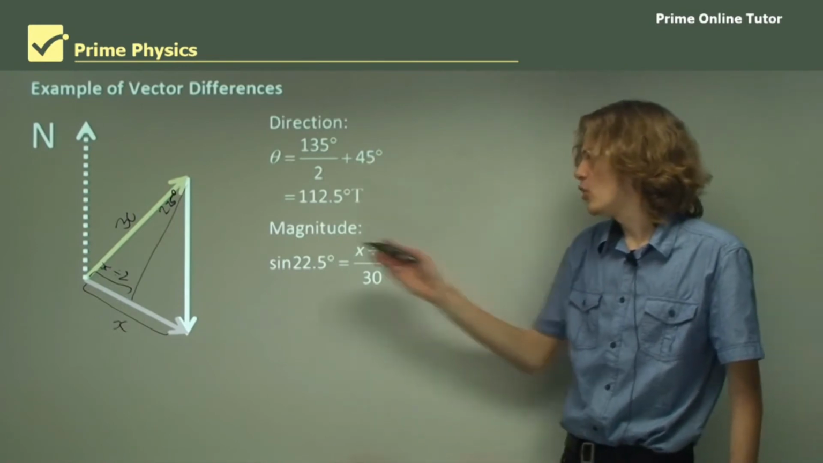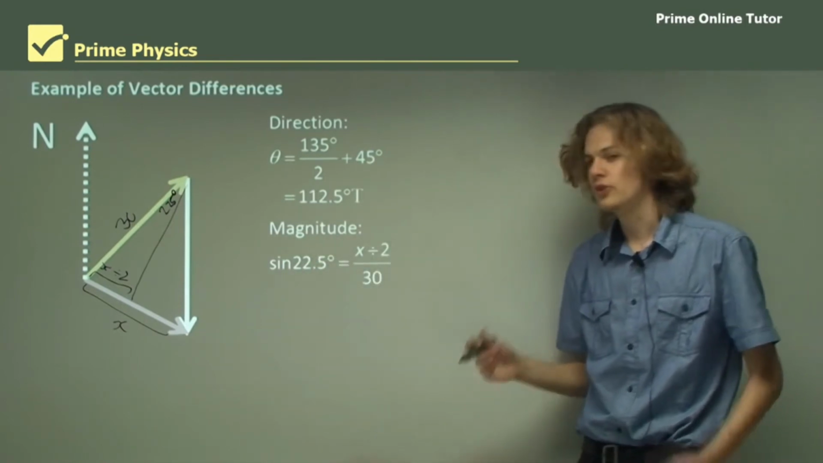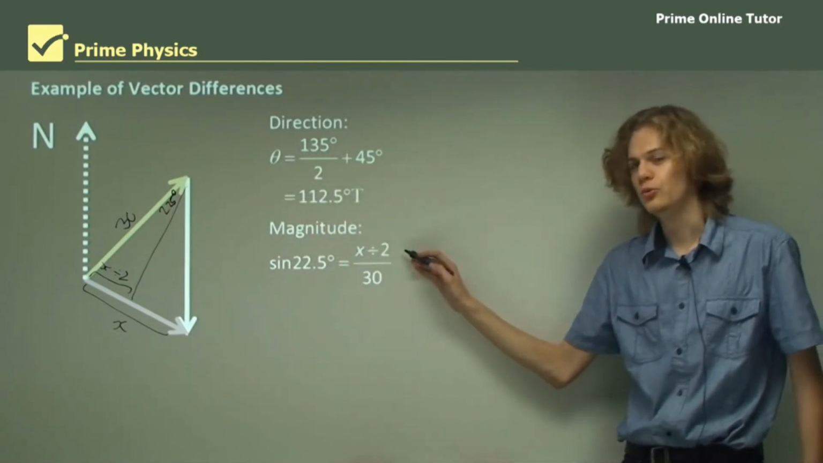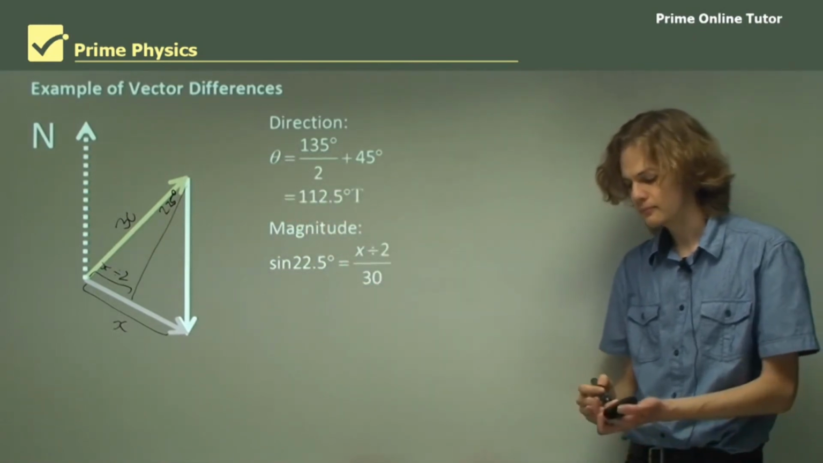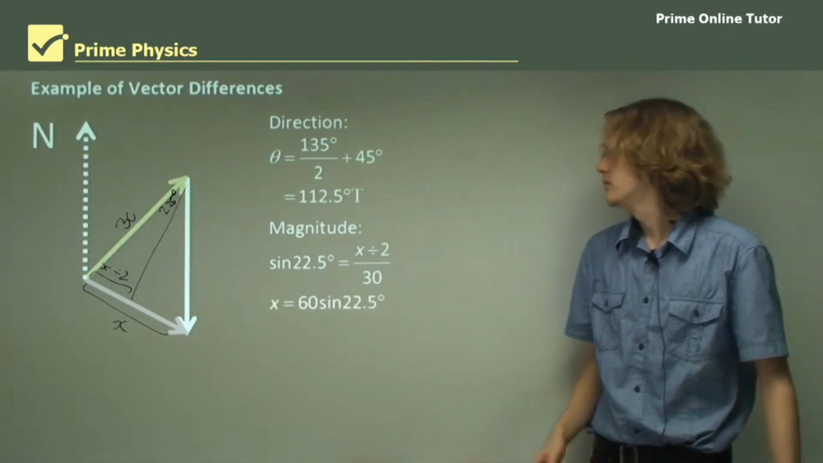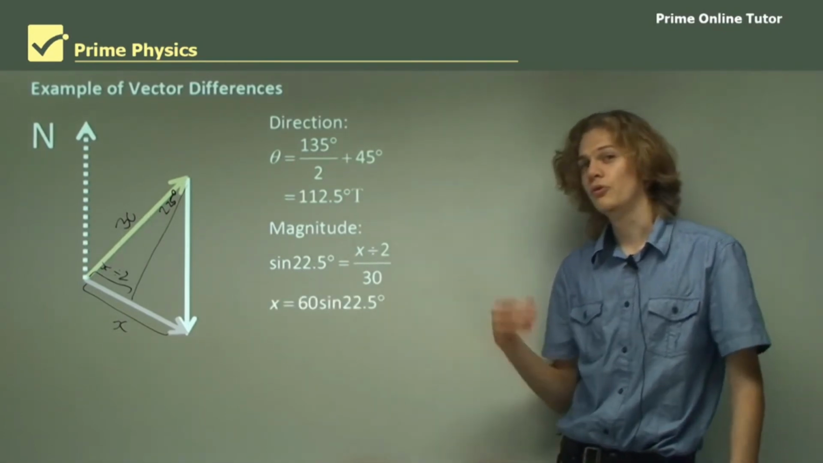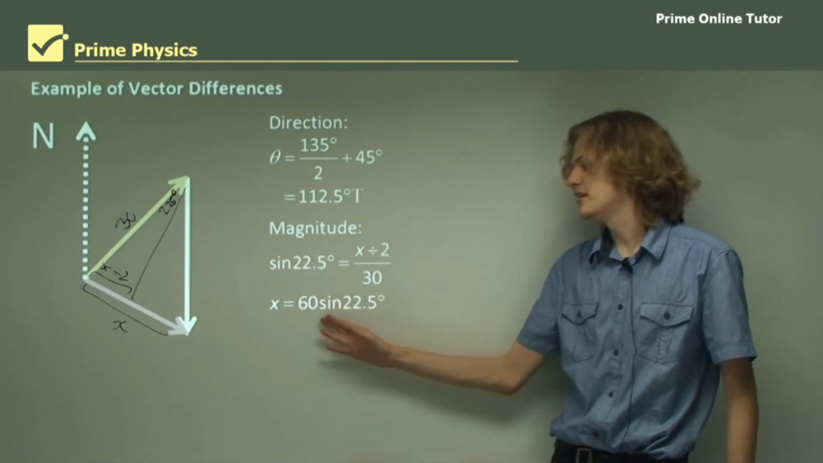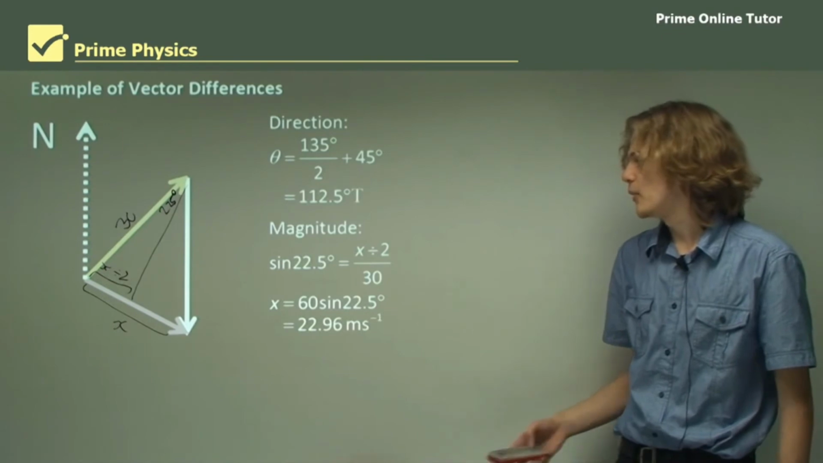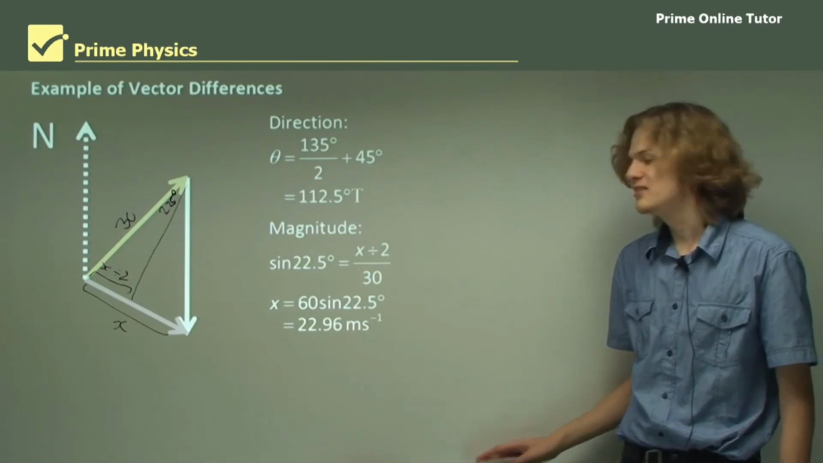Using sine, we can find the opposite side. Sine of an angle equals opposite over hypotenuse. We have x divided by 2 over 30. Using a calculator, first of all we simplify to find x equals 60 sine 22.5 degrees, and that evaluates to 22.96 meters per second.